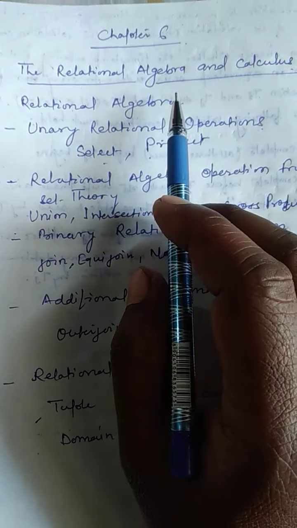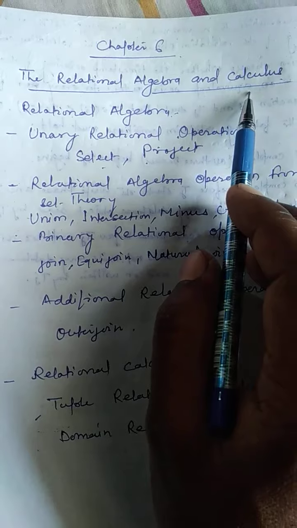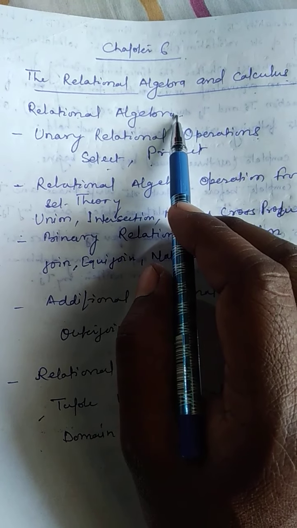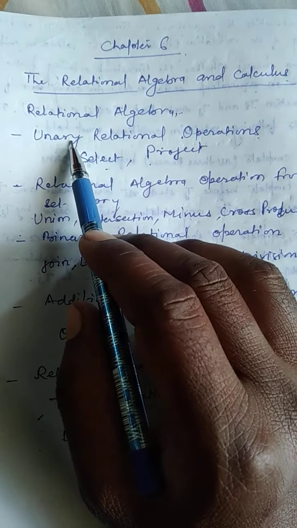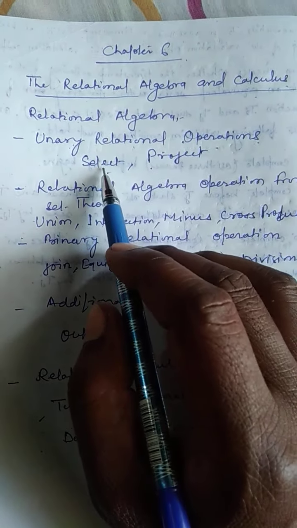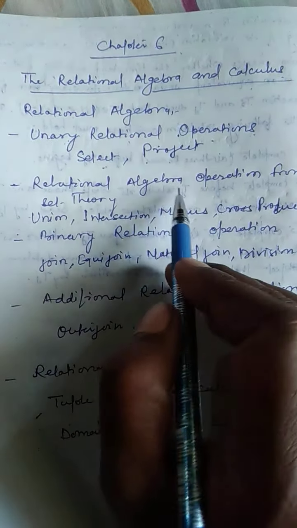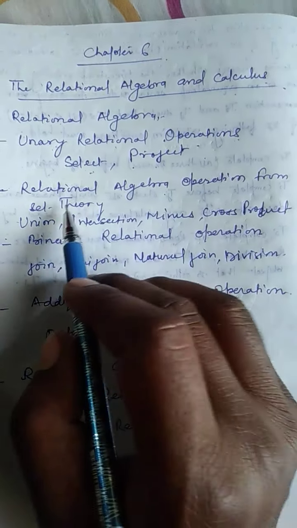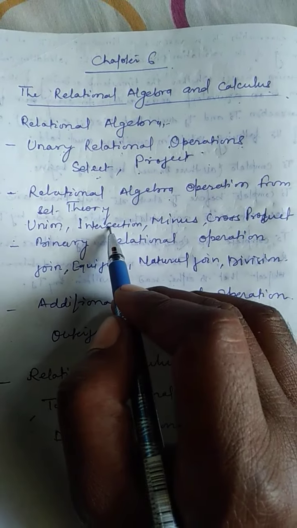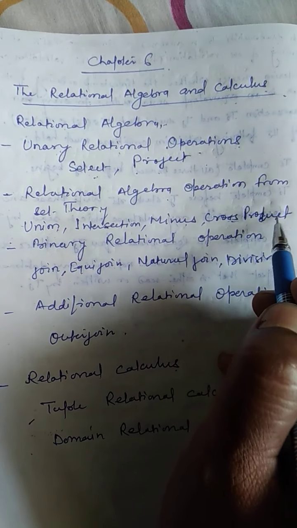This is DBMS chapter number 6, relational algebra and calculus. Relational algebra is divided into 4-5 parts. First is unary relational operations: select and project operations. After that, relational algebra operations from set theory: union operation, intersection operation, minus operation, cross product operations.